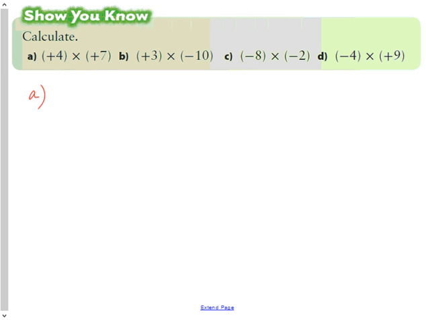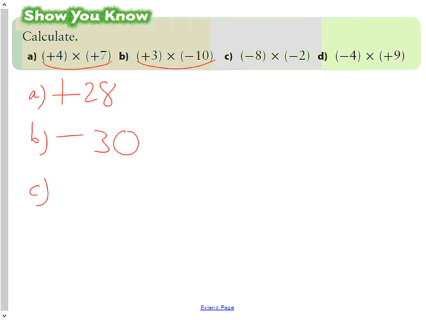So if we look at the questions, we have 4 questions here. For A, a positive 4 times a positive 7. Those are the same signs, so I know my answer is going to be positive, and 4 times 7 is 28. So the answer using sign rules for A is simply a positive 28. For B, I'm multiplying a positive by a negative, so I know my answer is going to be negative because those are different signs. And 3 times 10 is 30.